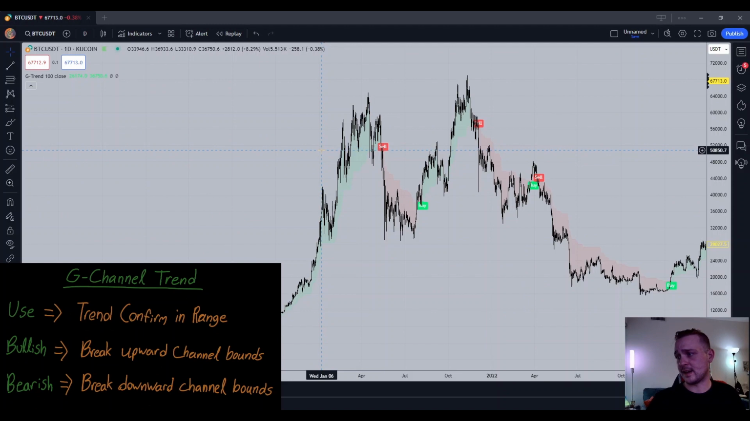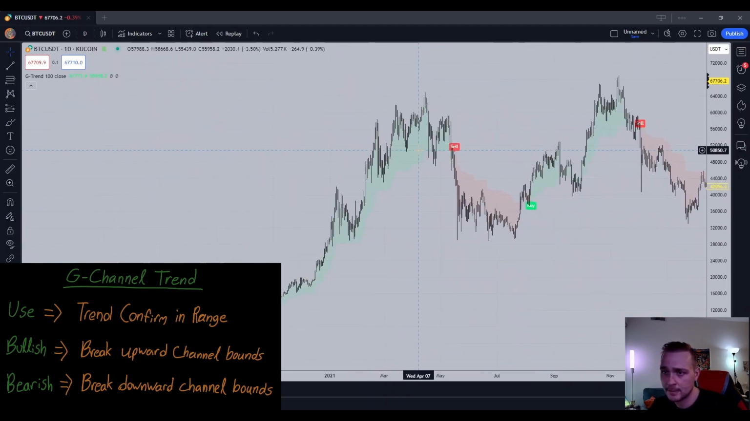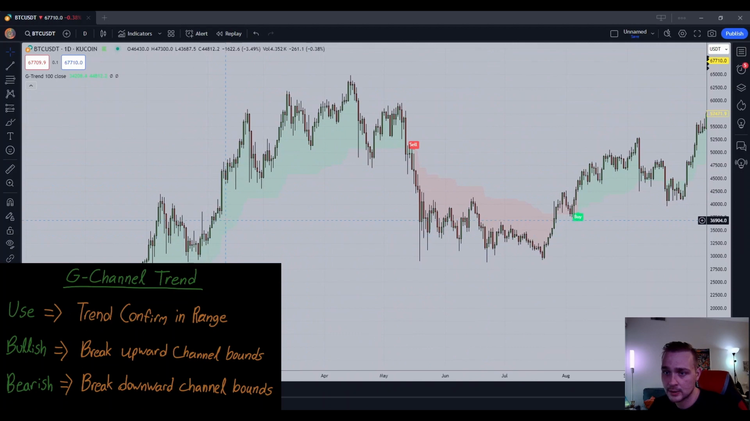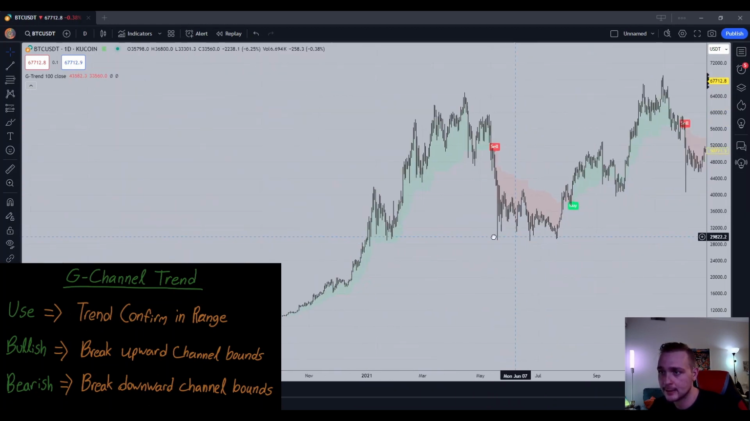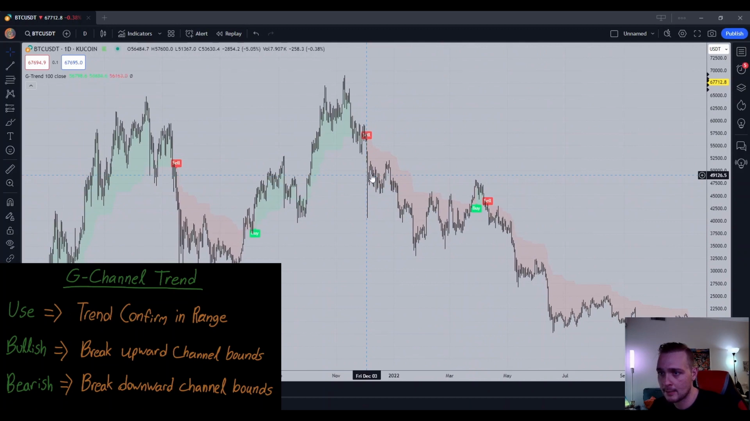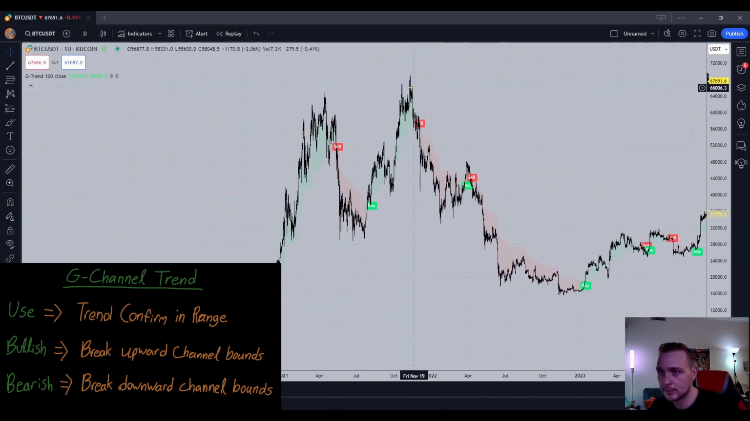Now for the bearish side of things, we're going to break downward through the channel bounds. An example of that is 2021, super bullish for Bitcoin. We were able to reach an all-time high. However, in May, the market had a contraction right here, and as you can see on the daily chart, we have our channel bounds right here, and then it breaks through that. It breaks structure right there. It does recover, but then ultimately we reach an all-time high and then go into a deep bear market.